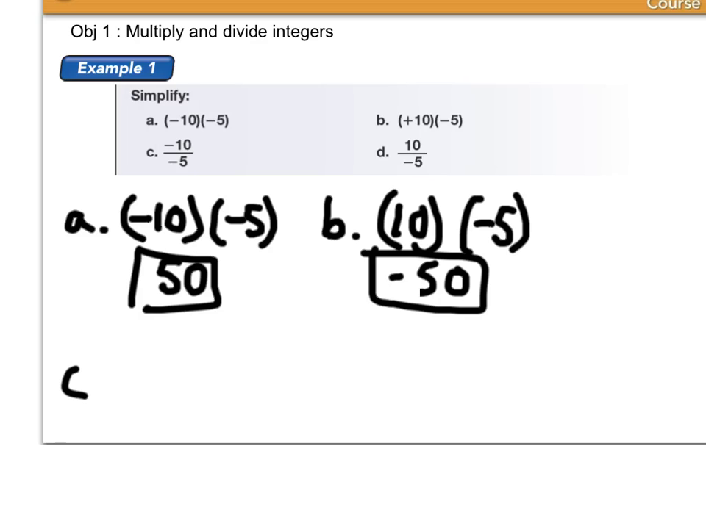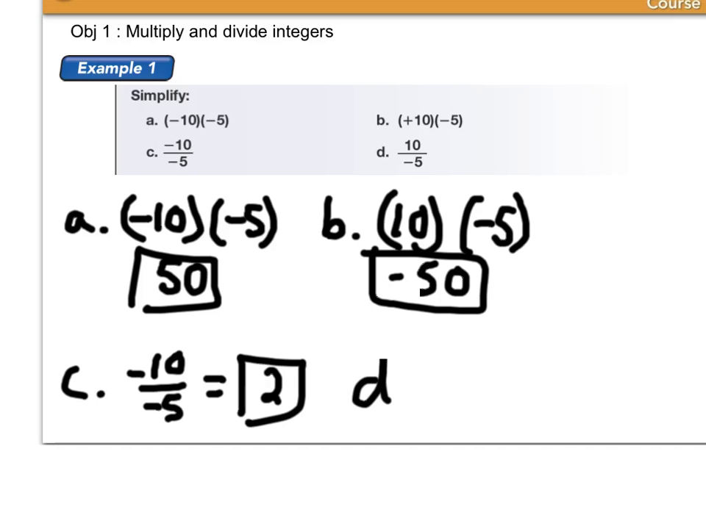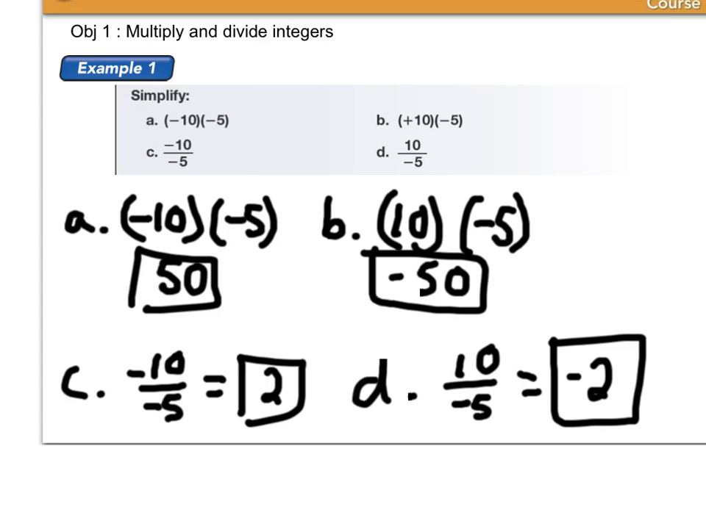Okay, part C. Negative 10 divided by negative 5. I'm going to divide the numbers. 10 divided by 5 is 2. And a negative divided by a negative, same sign, gives me a positive answer. And then for D, 10 divided by negative 5. Again, 10 divided by 5 is 2. This time they're different signs. A positive divided by a negative is a negative. So again, same signs give me a positive answer, different signs give me a negative answer when we're talking about multiplying and dividing. Alright, let's move on to more examples.